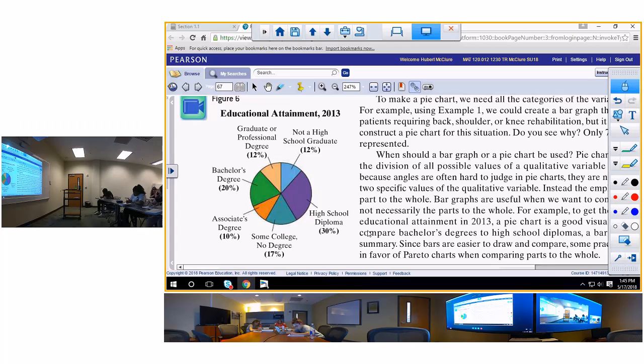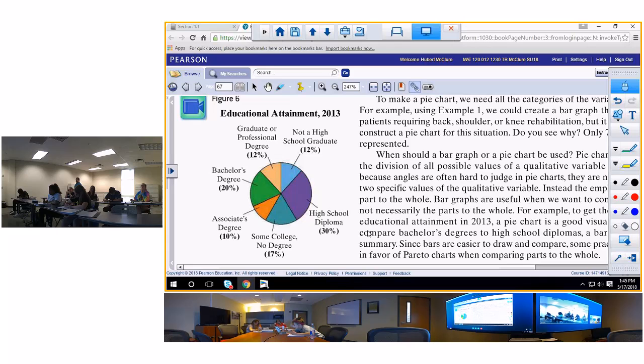Educational attainment is a 25-cent word for how many people who work here have this. How many people here have a graduate degree? How many people here have a bachelor's degree? How many people here have an associate's degree? That's what attainment means.